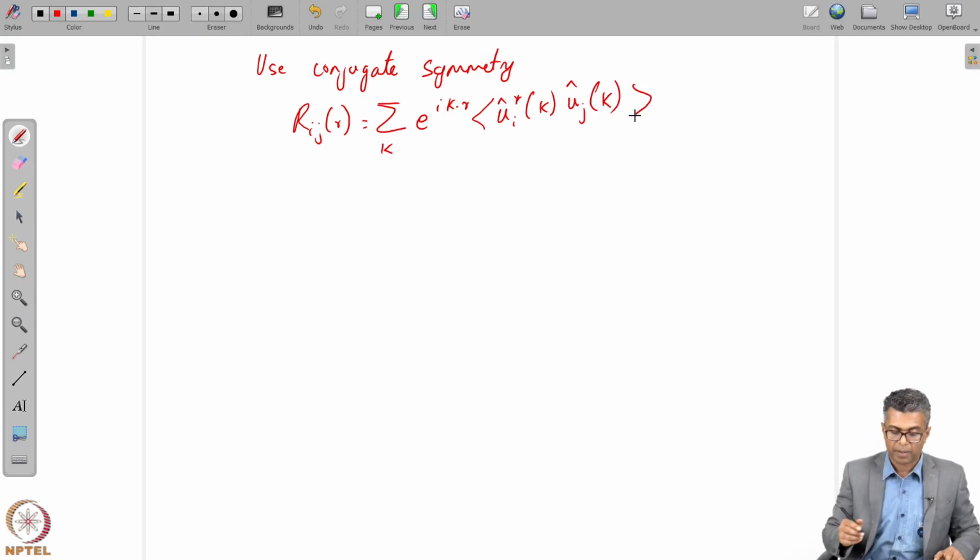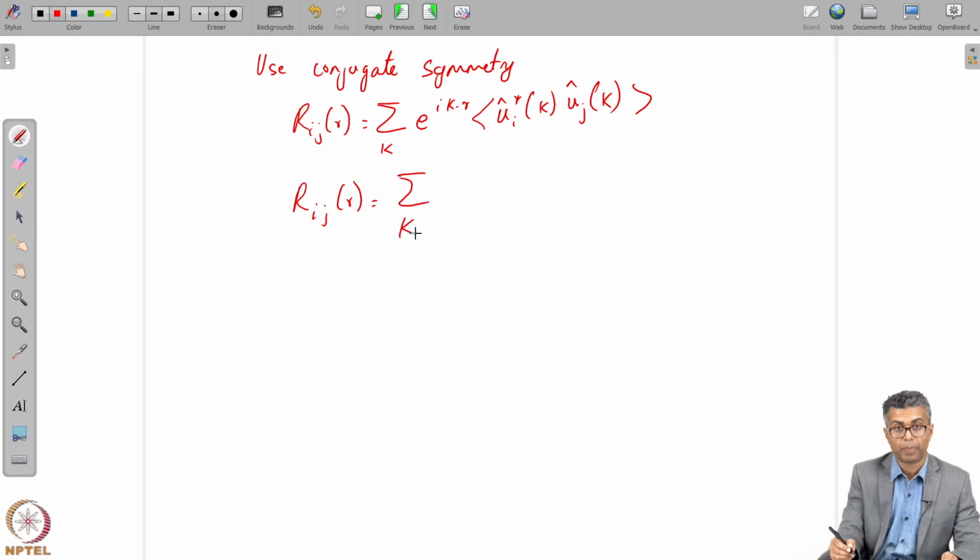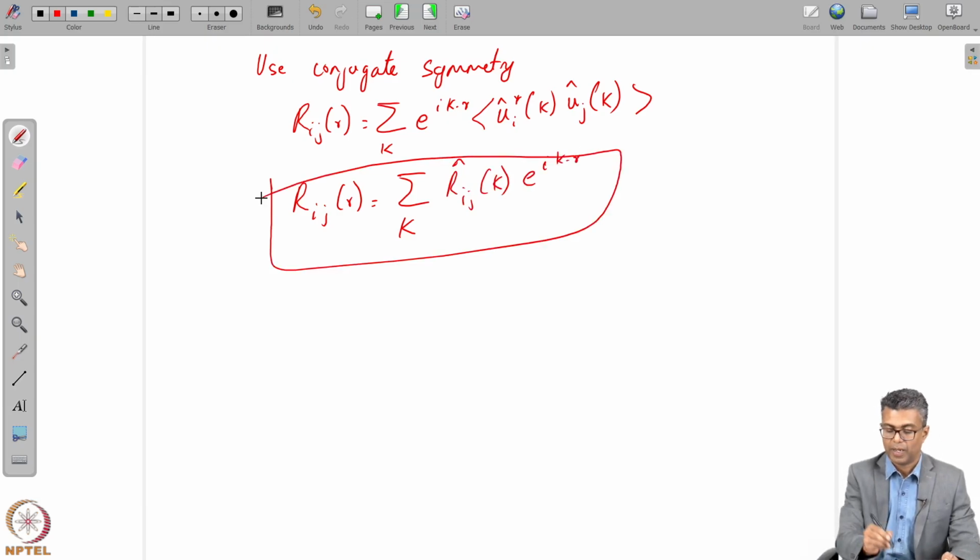And then finally, by using the definition of R_ij hat, I can write R_ij of r as a summation over kappa. Look at this: I have this part here, which is essentially R_ij hat of kappa. So I essentially have R_ij hat of kappa times e to the i kappa dot r. That's what I have. Hence proven.